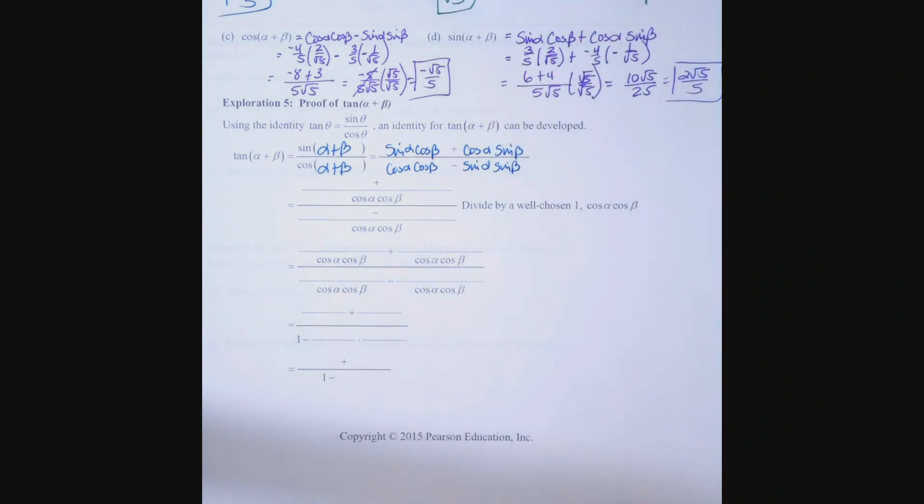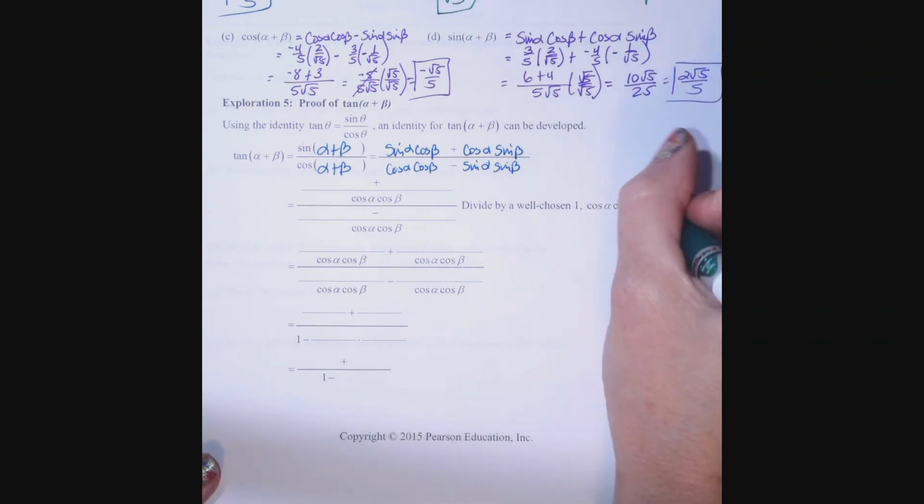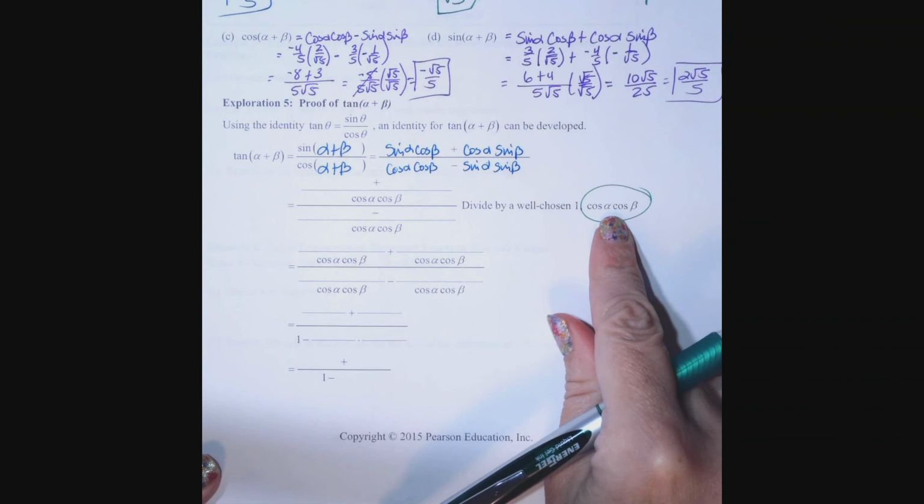We know both of those identities, so let's fill those in. Okay, so double check your identities, make sure you have your algebraic signs plus and minus correct. Now, I'm going to divide by a well-chosen one. So I'm taking my numerator and denominator and I'm dividing by a well-chosen one, cosine alpha cosine beta.